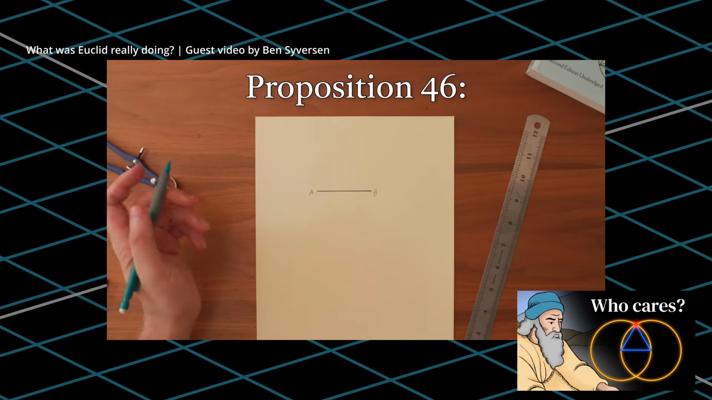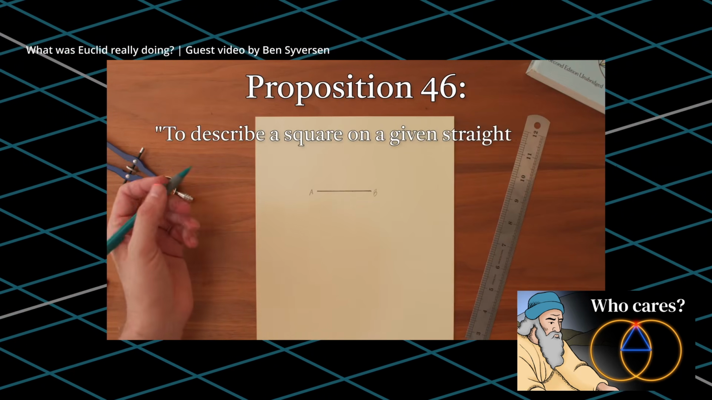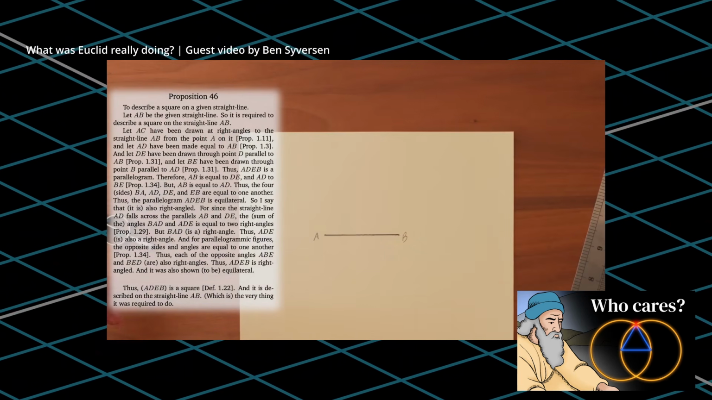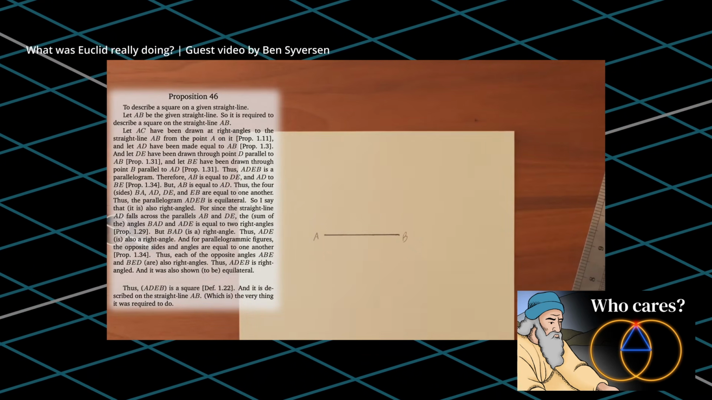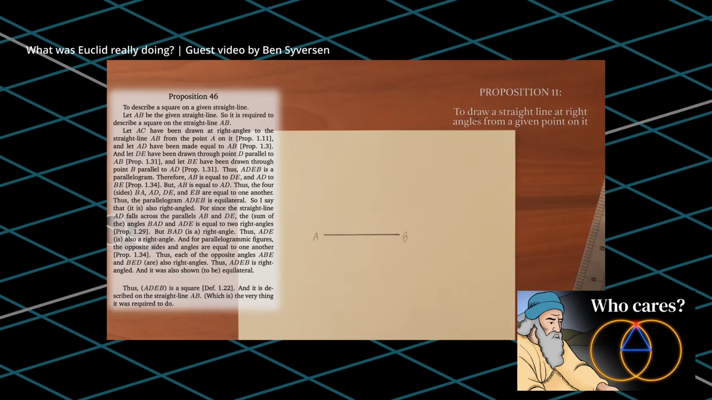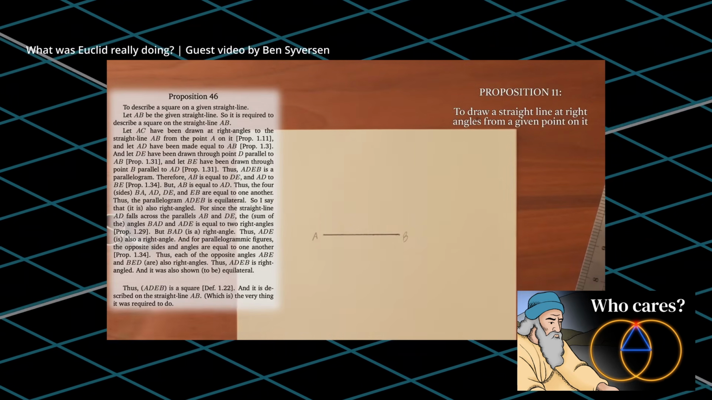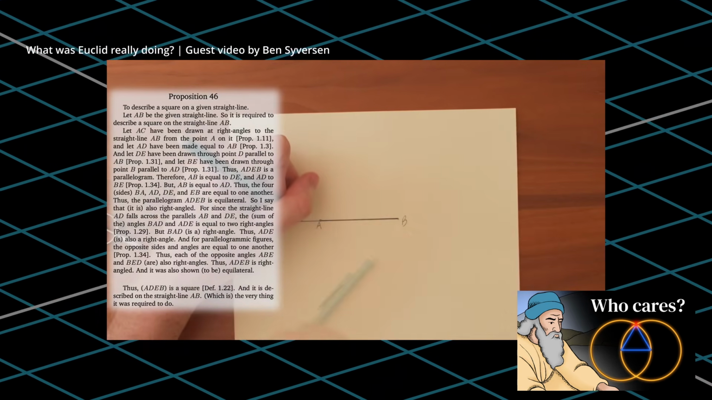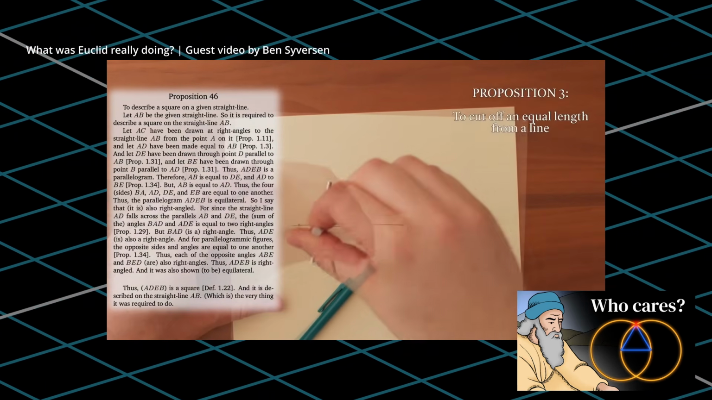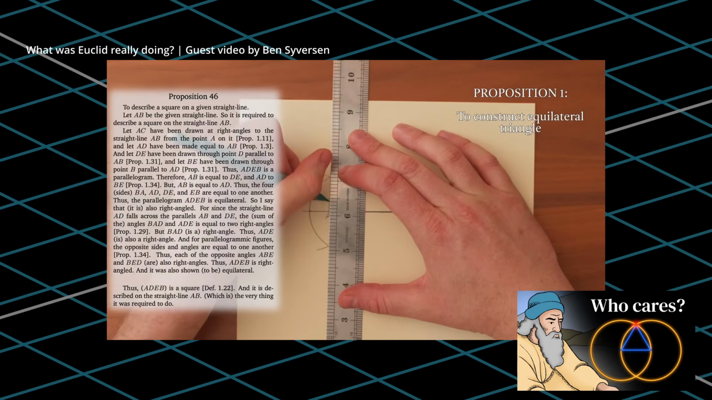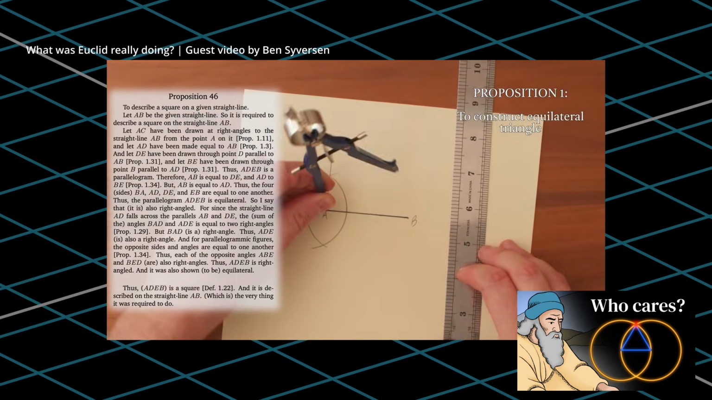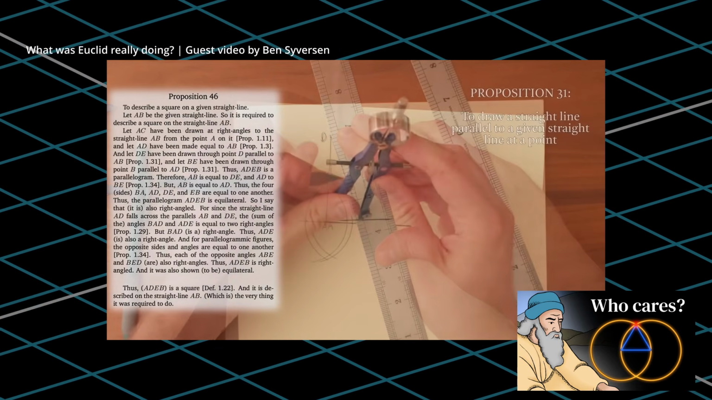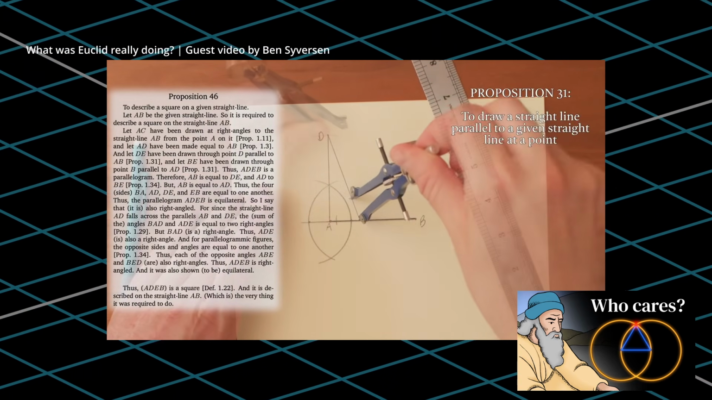Proposition 46. To describe a square on a given straight line, let AB be the given straight line. Let AC have been drawn at right angles to the straight line AB from the point A on it. To get a right angle, I have to go to Proposition 11. To draw a straight line at right angles to a given straight line, let AB be the given straight line, and C, the given point, have been taken at random on it, and let CE be made equal, and let the equilateral triangle FDE have been constructed on it, Proposition 1. Make AD, which is Proposition 3. Let DE have been drawn through point D parallel to AB. Proposition 31. Draw a straight line parallel to a given straight line through a given point.